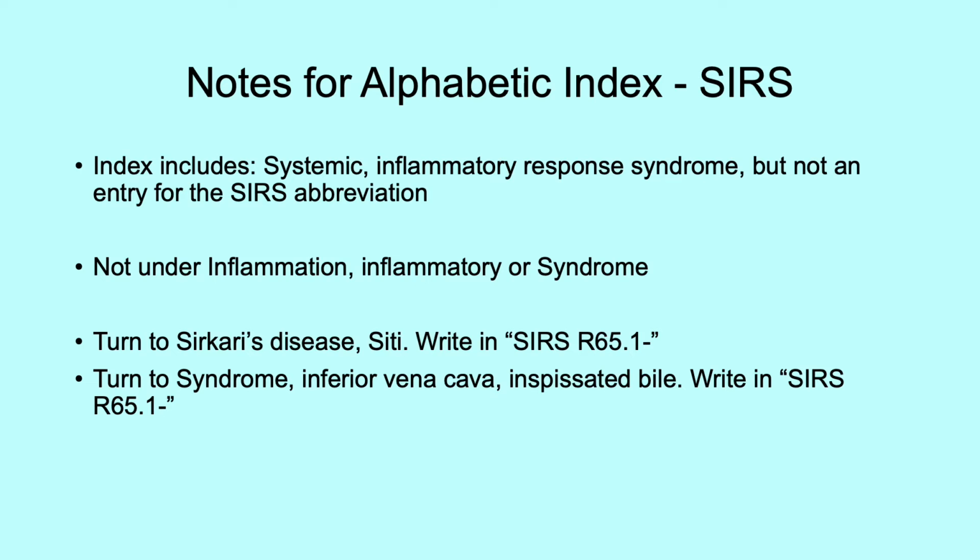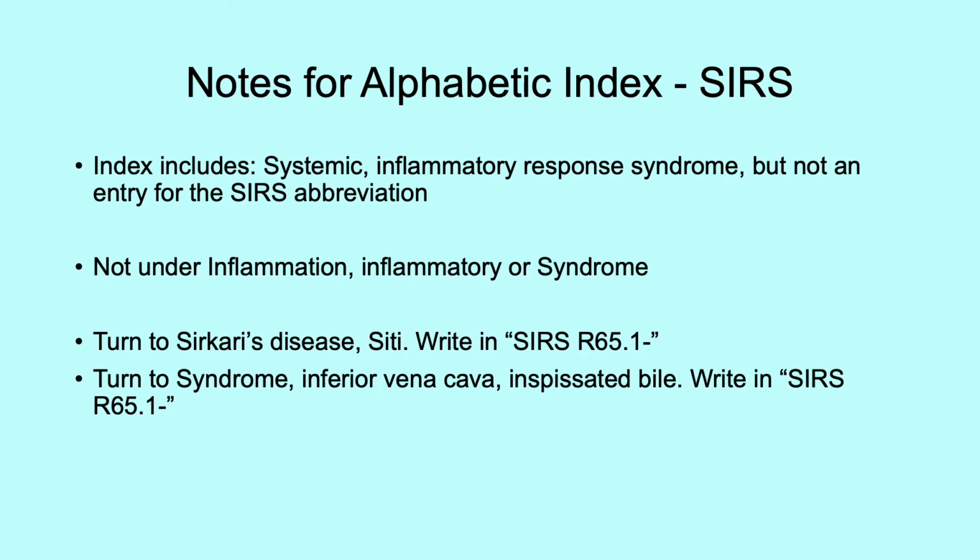This is another one of my favorite ones. The abbreviation SIRS, S-I-R-S, is not in the index. You look at the index, it's under Systemic Inflammatory Response Syndrome, not SIRS by itself. It's not under inflammation, inflammatory, it's not under syndrome, it's under Systemic Inflammatory Response Syndrome. So we want to make that easier.